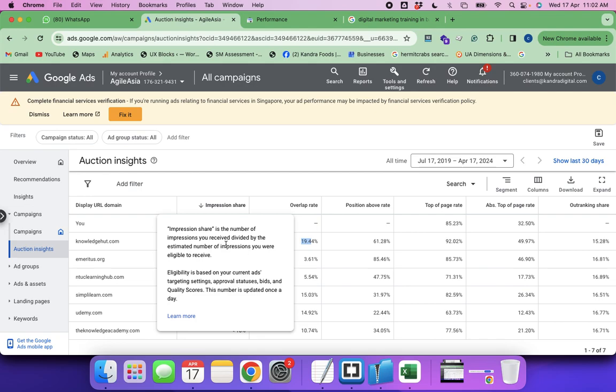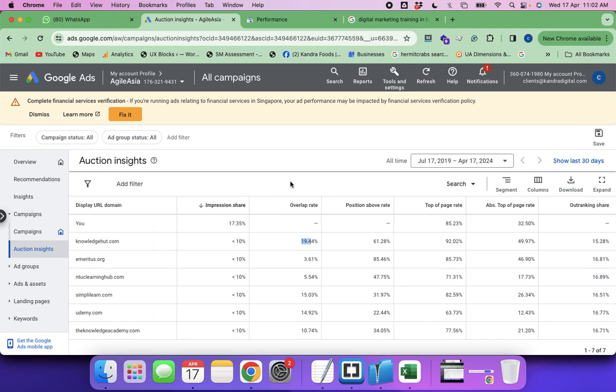Impression share is the number of impressions you receive divided by the estimated number of impressions you were eligible to receive. Eligibility is based on current ads, targeting settings, approval status, bids, and quality scores. This number is updated once a day. So this is how you can read what's happening with the competitors in comparison to your ads: how many of them are competing for the same set of keywords, who is ranking in the top most of the time, and what is the impression share for each of these players. Did you all get that, guys?